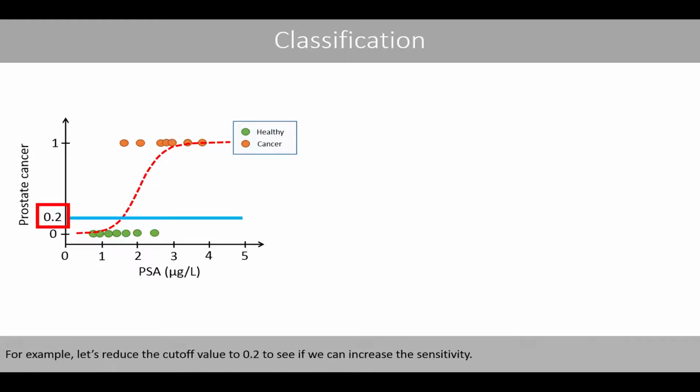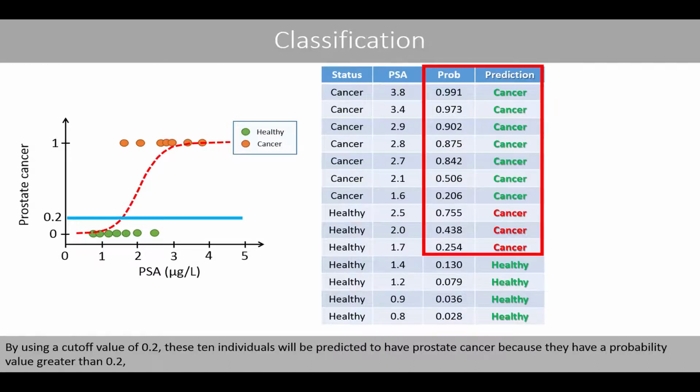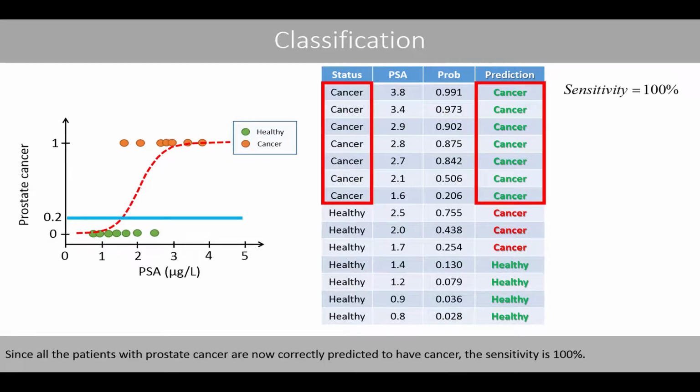For example, let's reduce the cutoff value to 0.2 to see if we can increase the sensitivity. Note that the probabilities are still the same because we have just changed the cutoff value, not the estimated parameter values of the model. By using a cutoff value of 0.2, these 10 individuals will be predicted to have prostate cancer because they have a probability value greater than 0.2. Whereas these are predicted to be healthy because they have a probability value less than 0.2. Since all the patients with prostate cancer are now correctly predicted to have cancer, the sensitivity is 100%.